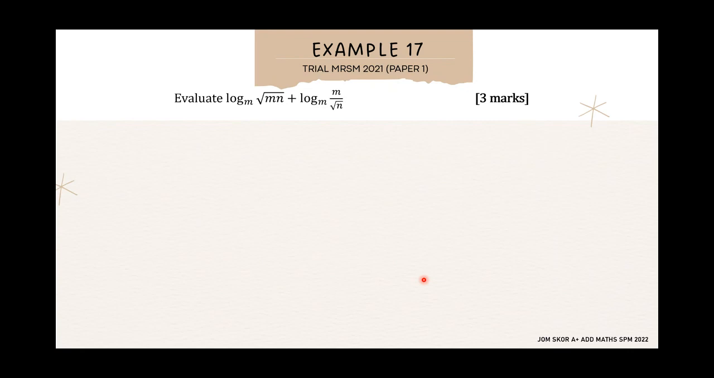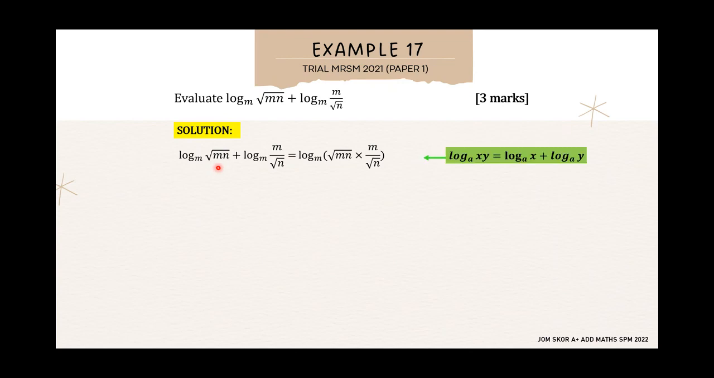Sekarang kita nampak operasi apa dekat sini. Operasi tambah. Jadi of course, bila kita nak simplify, kita gunakan operasi darab, dengan syarat base adalah sama. Bila base sama, insyaAllah senang. Okay. So, bila base yang sama, saya keluarkan log base M. Dan di sini, saya darabkanlah according to the law of indices ni. Okay. So, kita akan darab punca mn times m over punca n.